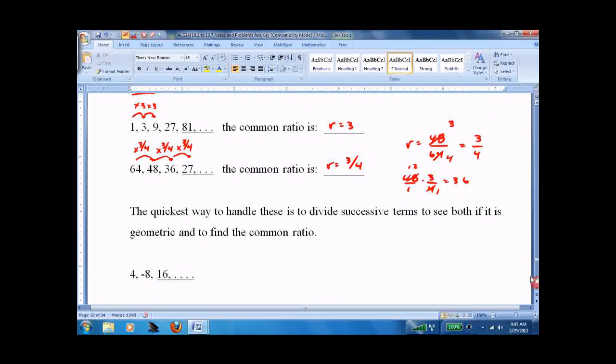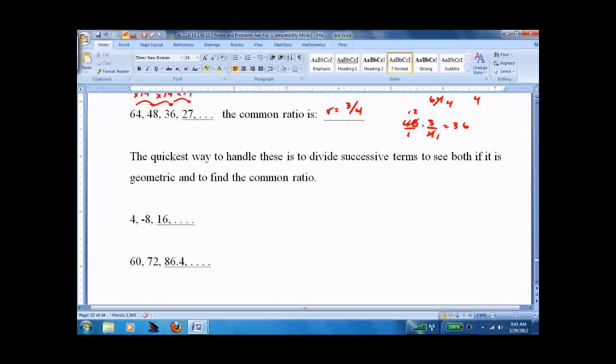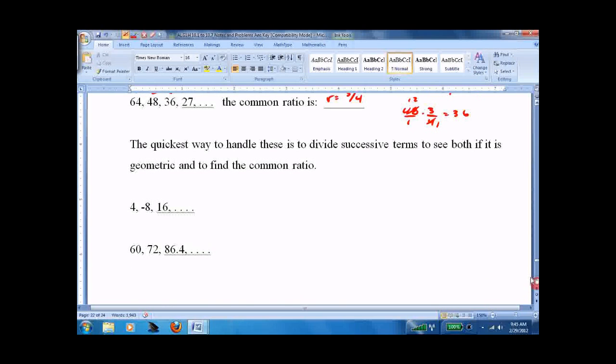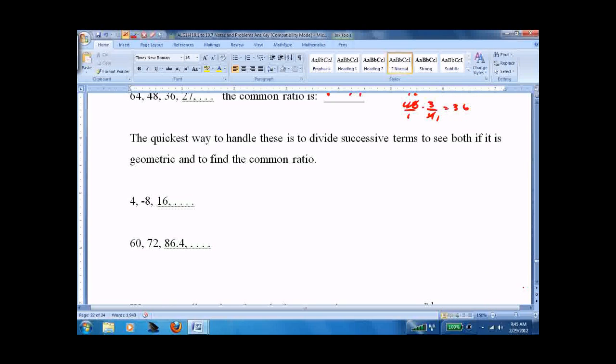So, like I just said, the best way to do it is just divide successive terms and see if it's geometric, and that way we'll find the common ratio. So R should equal -8 over 4, which is -2. R should equal 16 over -8, which is -2. So R equals -2.